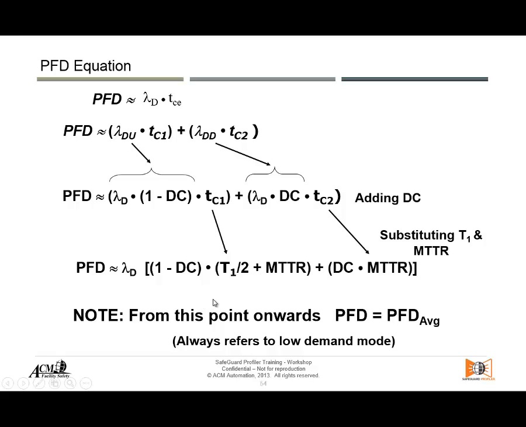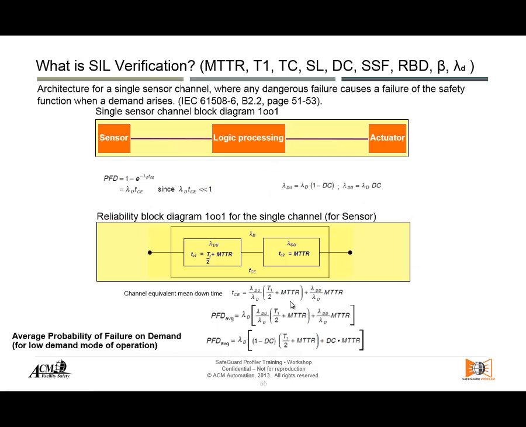Look at what happens on high demand mode. On high demand mode, we are not talking anymore about probability of failure rates. We're talking about frequencies. So it's totally different. This equation will not apply 100% when you have continuous mode of operation of a safety instrumented function. And we'll talk more about that later on.